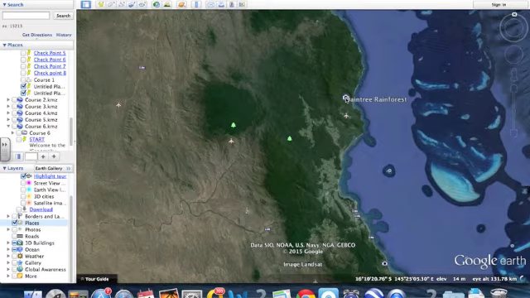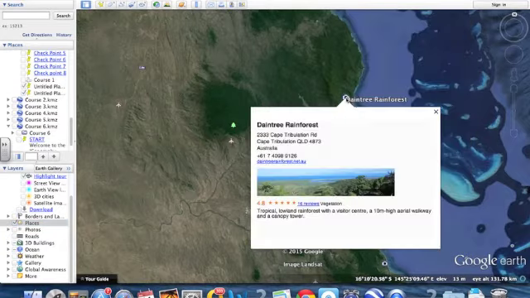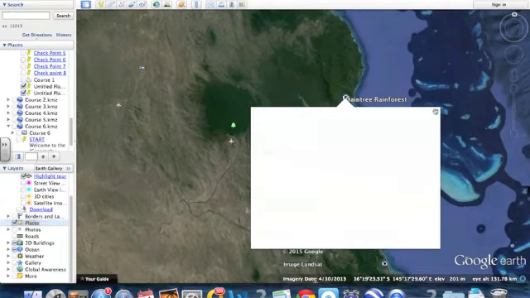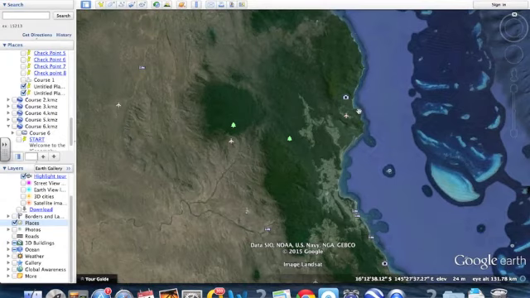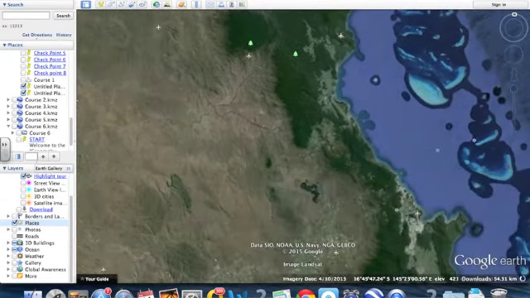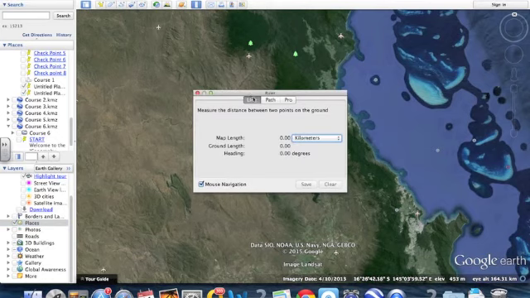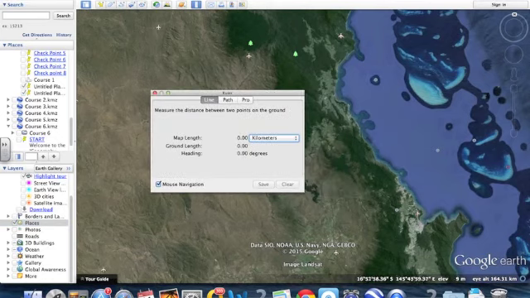Let's have a look at this picture. Give it a moment to load. Not the best picture, but nevertheless. Very difficult to get to. If we look at, apart from flying in, of course, this here is Cairns, and so here's Cairns, and it's a fair way. All right, let's get a distance from Cairns to the Daintree. Use our ruler again, as the crow flies, of course.